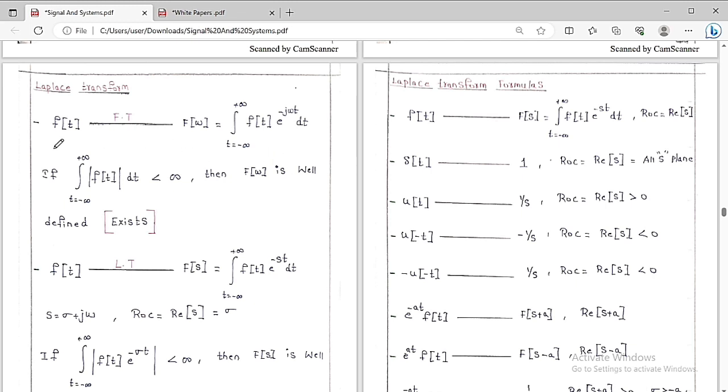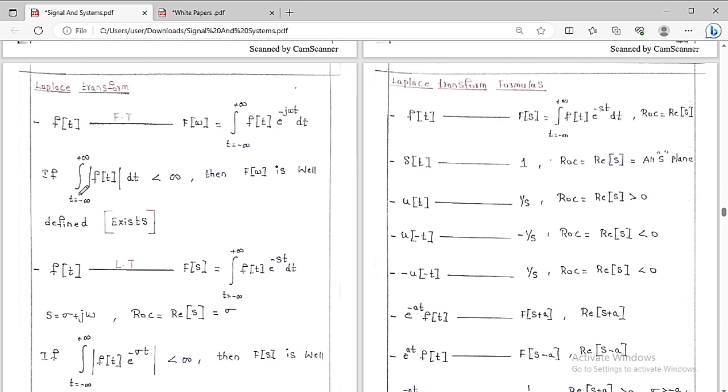Suppose for f of t, what is the Fourier transform? For f of t, if you are going to do the Fourier transform, I already told you, F of omega is equal to the integration from t equal to minus infinity to plus infinity of f of t into e to the power of minus j omega t dt. So this is called the Fourier transform of the signal f of t. This expression I have already told you.